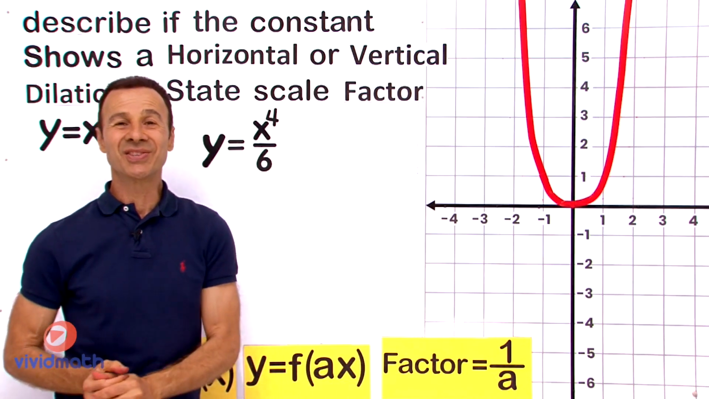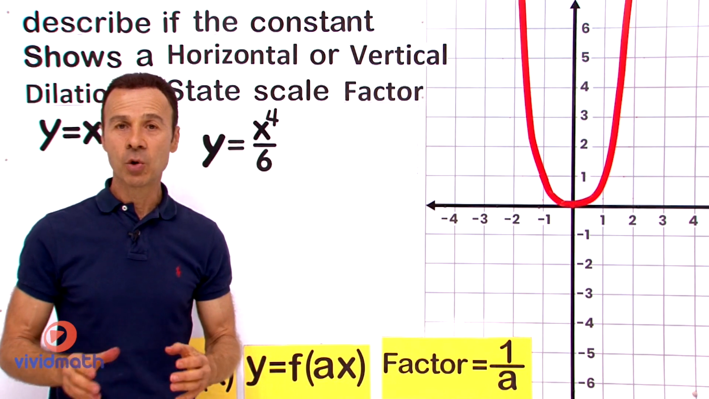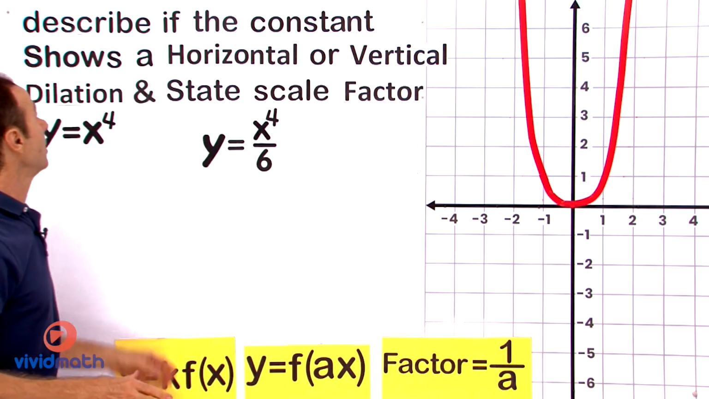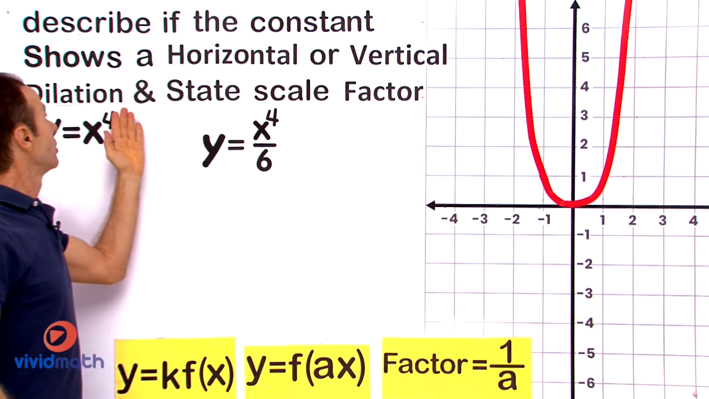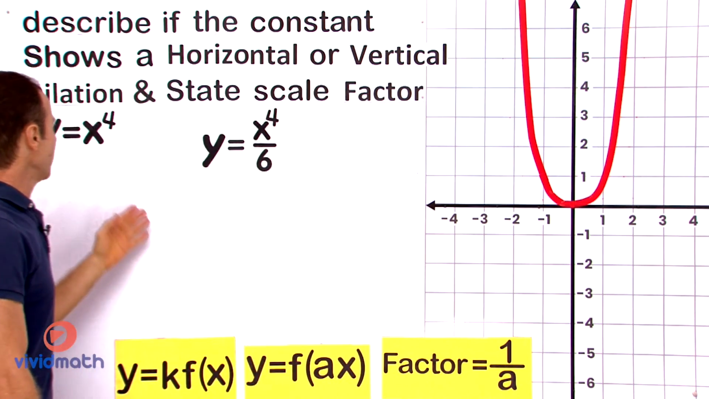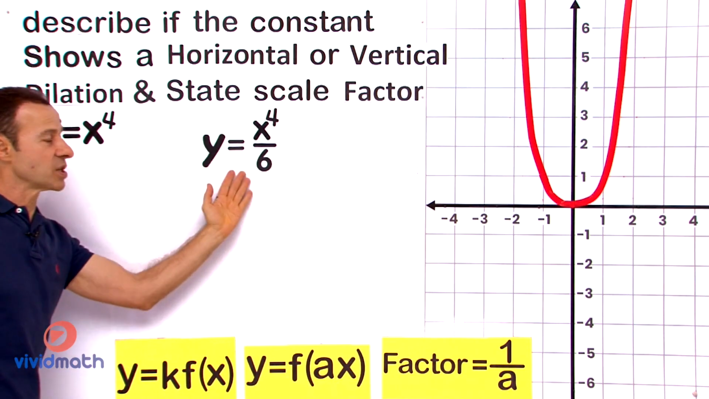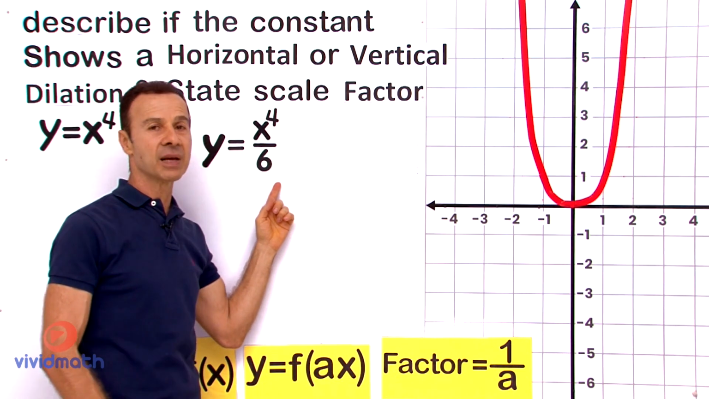All right, inside this exercise, I'm going to show you how to find the scale factor, whether it be horizontal or vertical. Let me just read you the question in detail. Describe if the constant shows a horizontal or vertical dilation and state the scale factor. So what we got here is a parent function of y equals x to the power of 4, and the transformed function is y equals x to the power of 4 divided by 6.